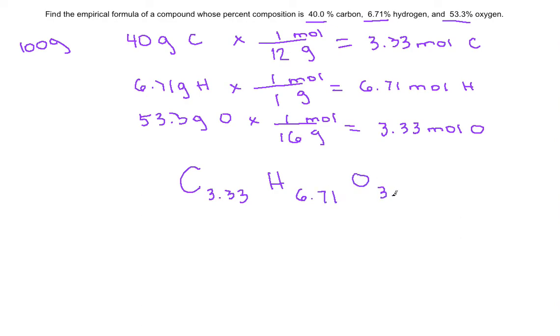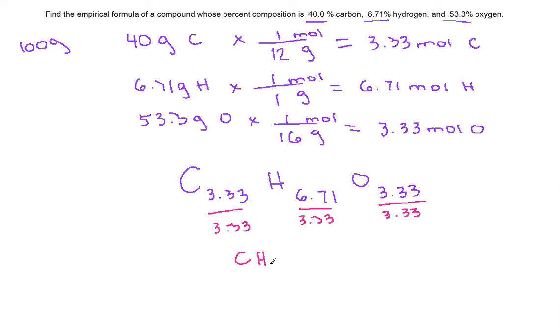Remember, your next step is to divide by the fewest number of moles, which in this case is 3.33. So I'm going to divide all of these by 3.33. What you end up getting for carbon is just 1, so I'm not going to put anything as a subscript. If I take 6.71 on my calculator and divide it by 3.33, you'll find that you get pretty close to 2. I got 2.01 on my calculator. If I can easily round it, then that's fine.